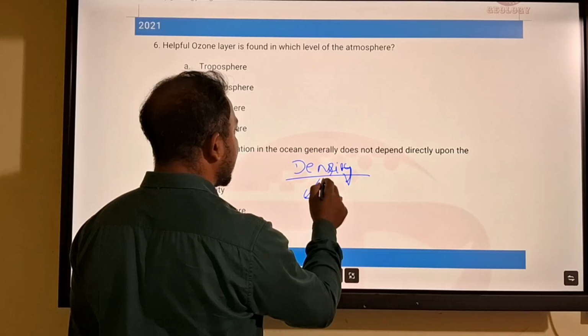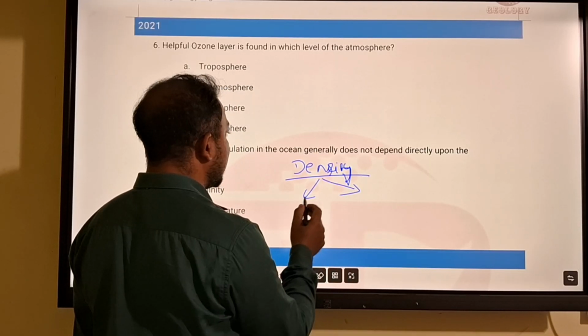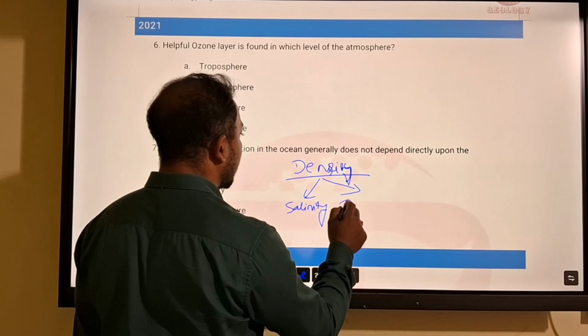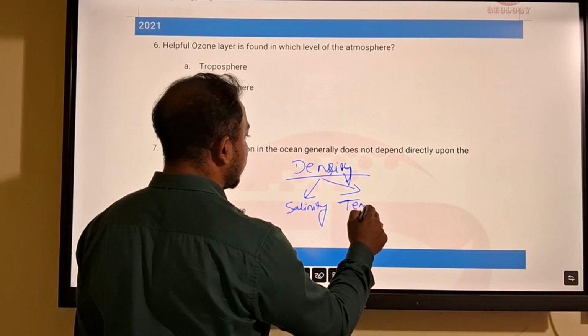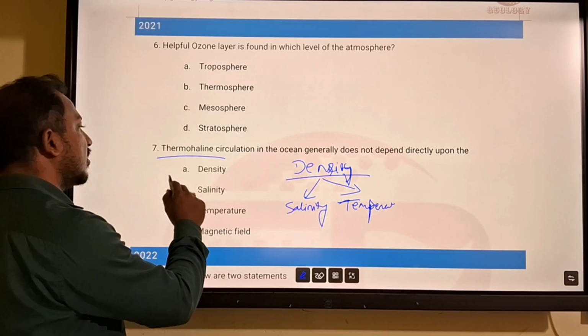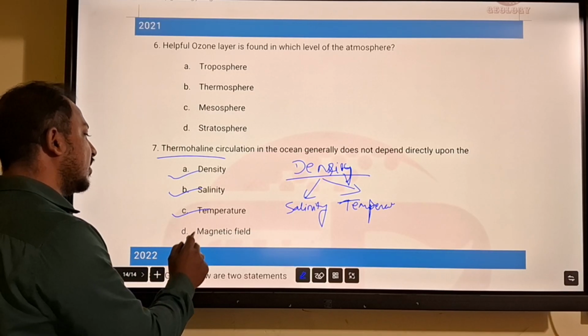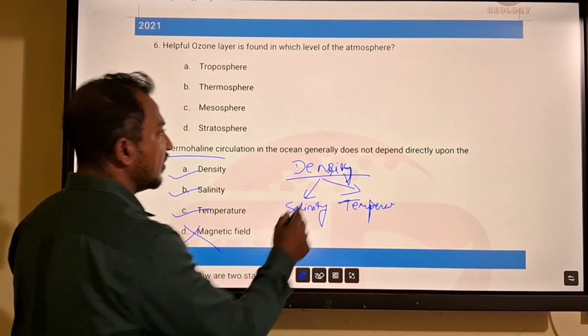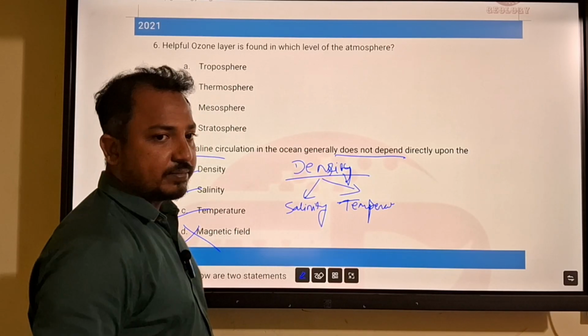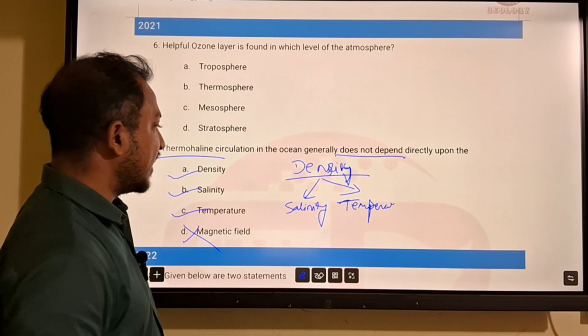So the density difference occurs because of the salinity or temperature. That's why thermohaline circulation occurs because of density, salinity and temperature, not magnetic field. So it generally does not depend upon the magnetic field.